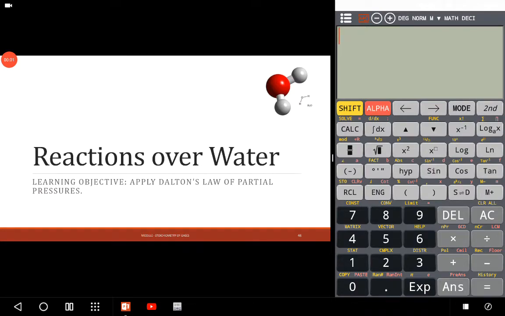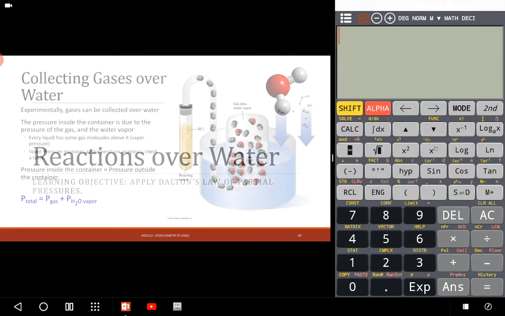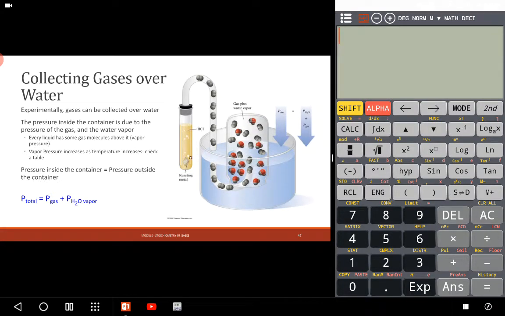In this video, we are going to be talking about gases collected over water as a result of a chemical reaction. This is an application of Dalton's law of partial pressures. So when we go into a lab and we do a chemical reaction that produces a gas, if we want to quantify how much gas is produced, we can collect that gas over water, which means we run a tube and we pump that gas into water.